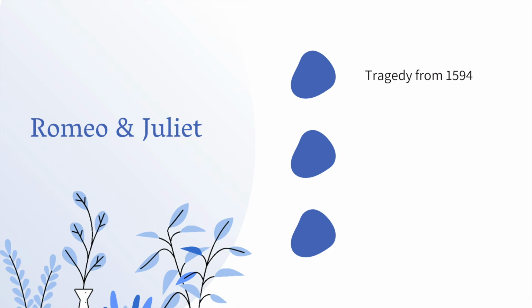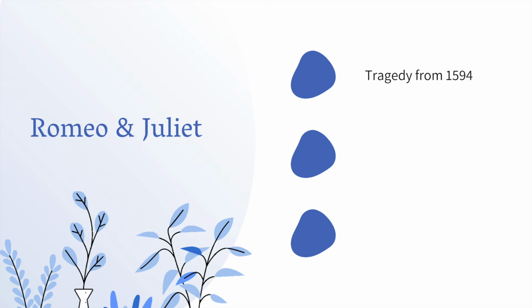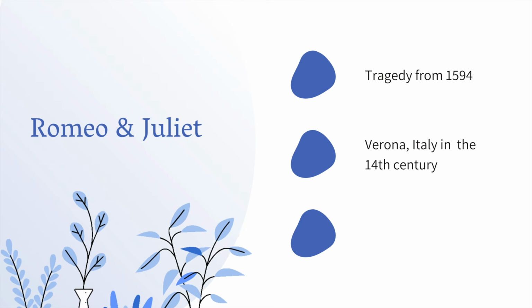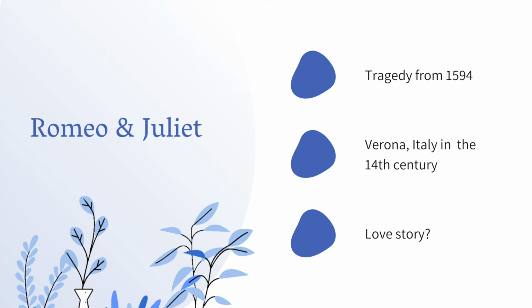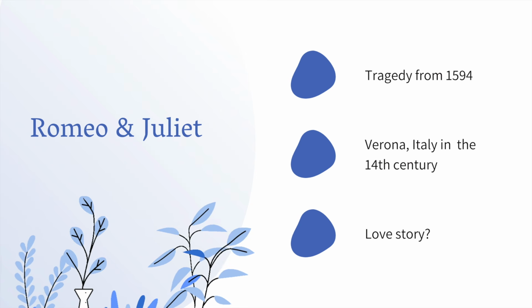As well as all other Shakespearean plays, it is a drama and is divided into acts and scenes. The famous play is set in Verona, Italy in the 14th century. This tragic love story, which everyone thinks they know, turns out not to be a story about love after all.